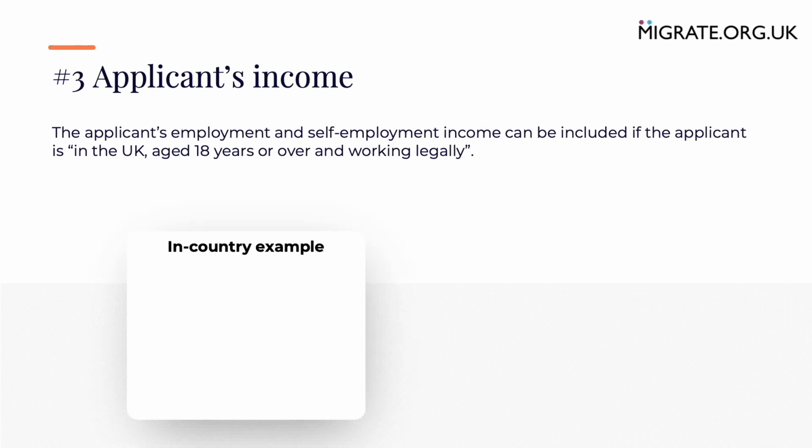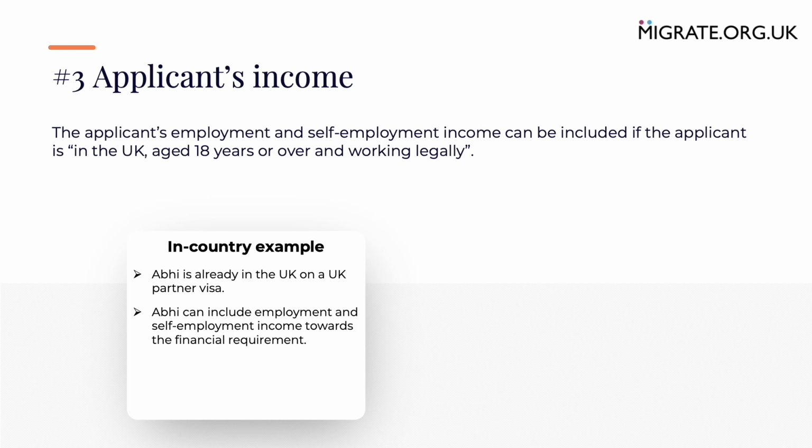Let's start with an in-country application example. As a reminder, in-country applications are applications that are made whilst the applicant is in the UK when the online application is submitted. Abby is already in the UK on a UK partner visa and wants to apply for a partner visa extension. UK partner visas permit both employment and self-employment in the UK, with the exception of UK fiancé visas. Therefore, Abby can include his employment and self-employment income towards the financial requirement.